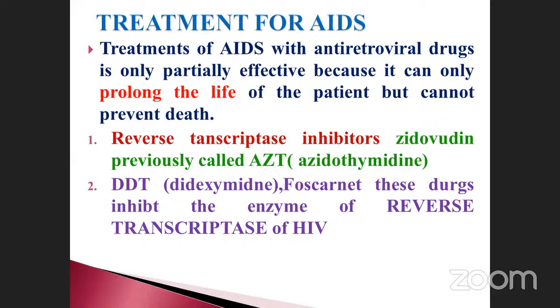And another one is called DDI, dideoxyinosine. Current drugs inhibit the enzyme reverse transcriptase of HIV, like this. Both have similar activity, but the components vary. The chemical composition varies in nature. This is also very, very important.